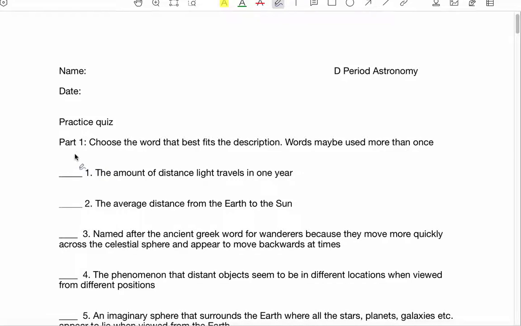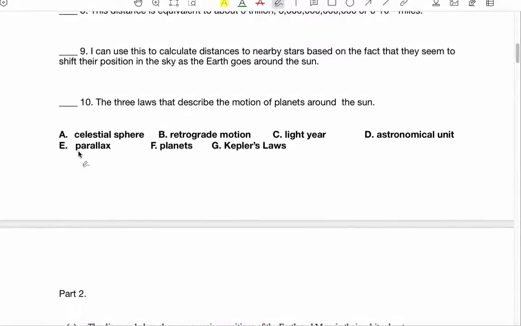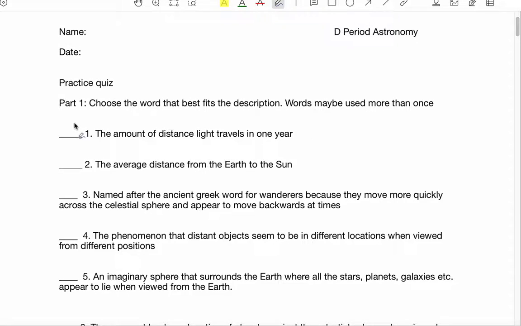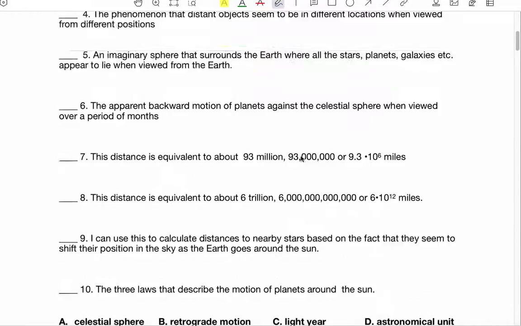So first, the amount of distance that light travels in 1 year. That is a light year. The average distance from the Earth to the Sun, that's an astronomical unit, which we should have memorized, and that's choice D.